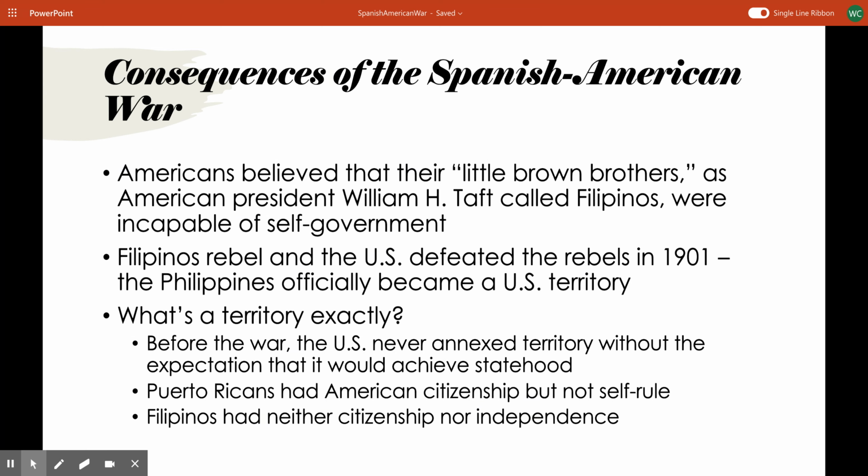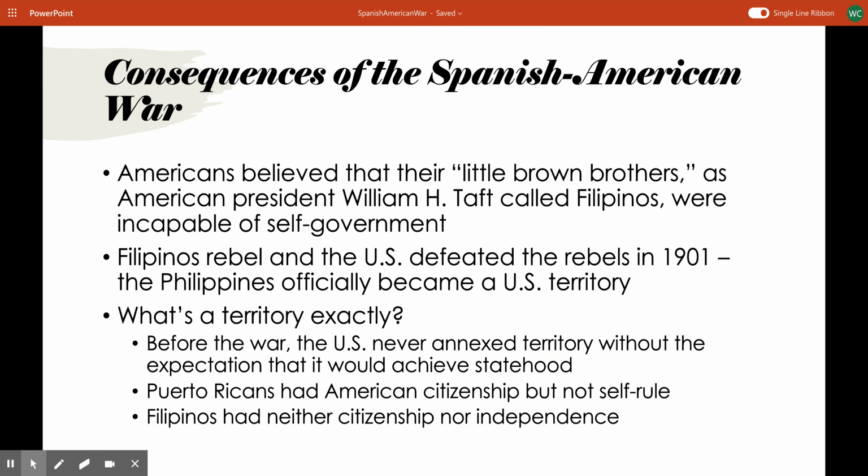And what did it really mean to be an American territory? What does it mean even today? It's not quite clear, and it wasn't quite clear back then. So before the Spanish American War, the US had never annexed territory without the expectation that it would achieve eventual statehood. For Puerto Ricans, being a territory meant that they had American citizenship eventually, but it meant that they also didn't have self rule, self government. For Filipinos, being a territory meant they neither had citizenship nor independence, so they didn't get either of those things.